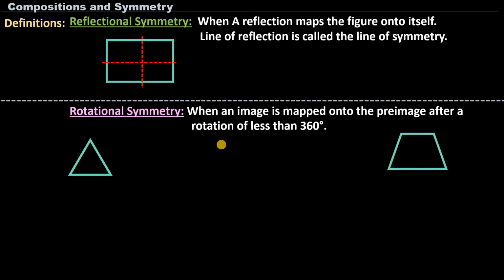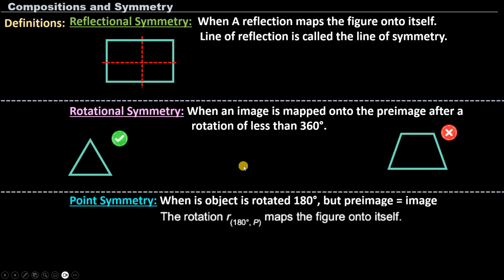Whereas if we look at this trapezoid over here, I have to go a full 360 to be able to get the same shape again. So the trapezoid has no rotational symmetry because the only way to see it back to its original spot is to go all the way around. And so that's an example of something that has rotational symmetry and something that does not have rotational symmetry.